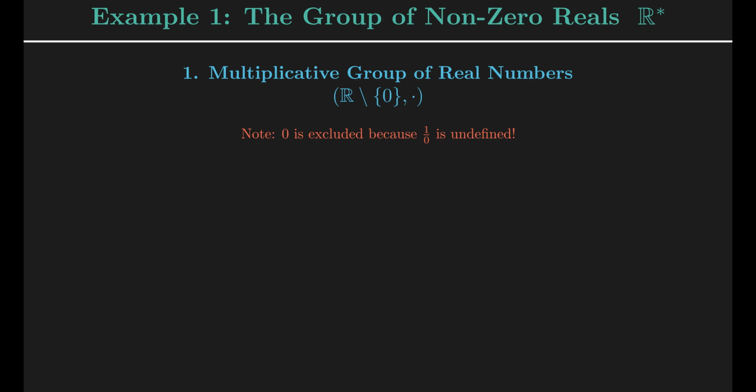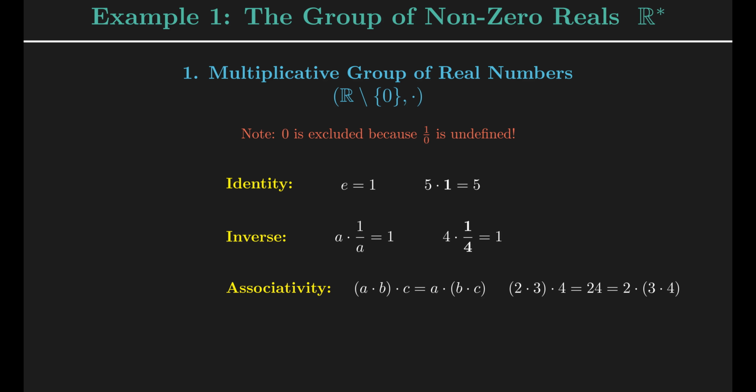Now, let's verify the axioms. First, the identity. Under multiplication, the neutral element is 1. Multiplying any number, say 5, by 1 leaves it unchanged. Second, the inverse. For every element A, there exists a reciprocal 1 over A. For instance, 4 times 1/4 returns us to the identity element, 1. And finally, associativity. The grouping of terms does not change the result. Whether we multiply 2 times 3 first or 3 times 4 first, the final product is always 24.